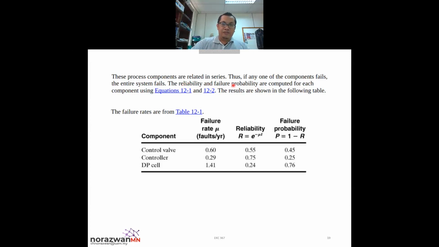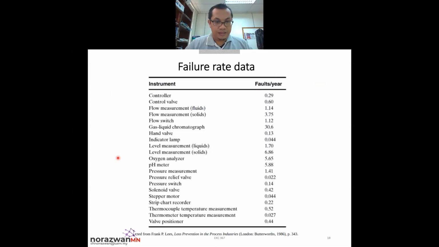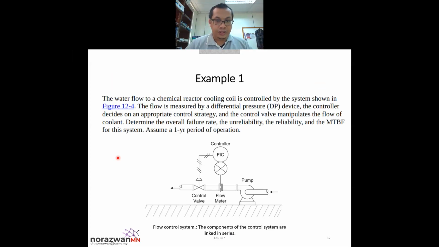So the reliability and failure probability are computed using equations 12.1 and 12.2. Just using these equations, your R and your P are based on them. The results are shown here. So you have your control valve, controller, and also your DP device.